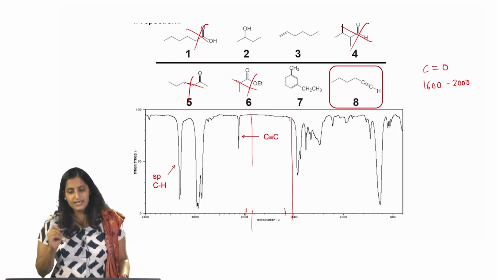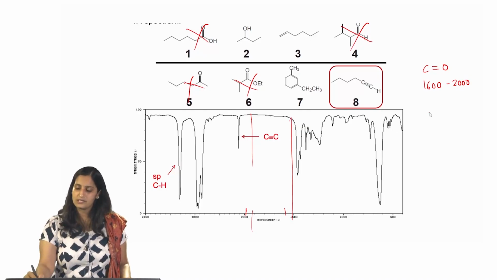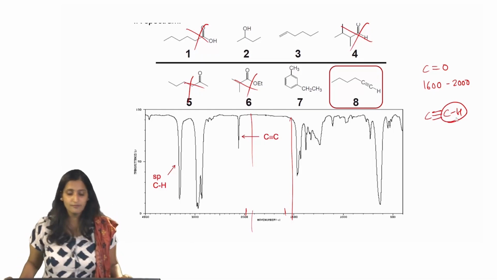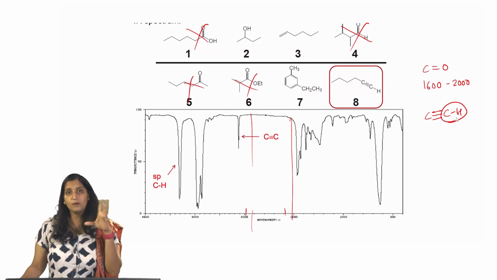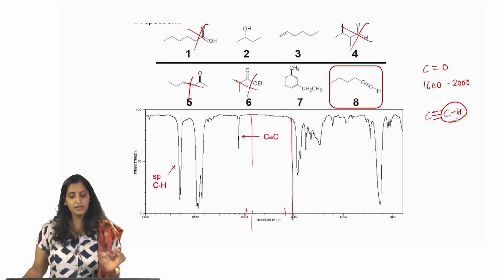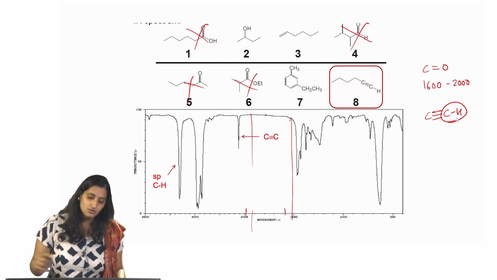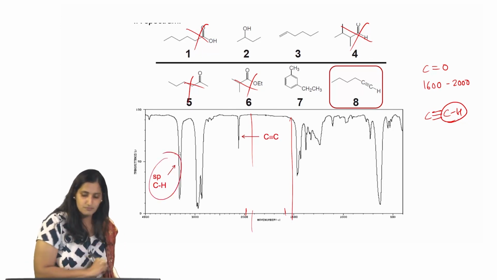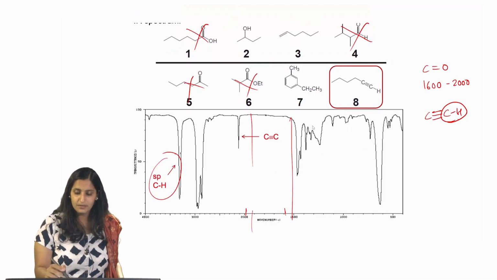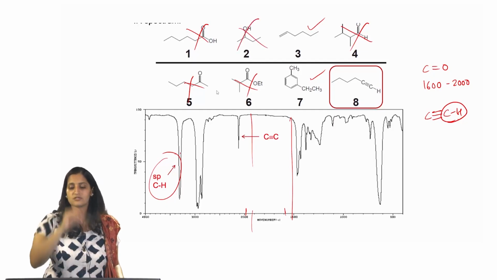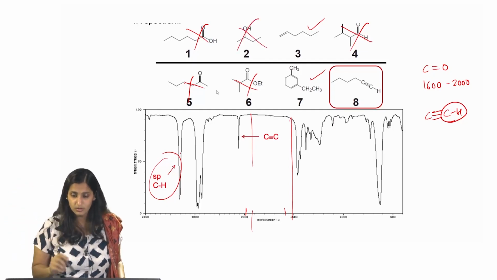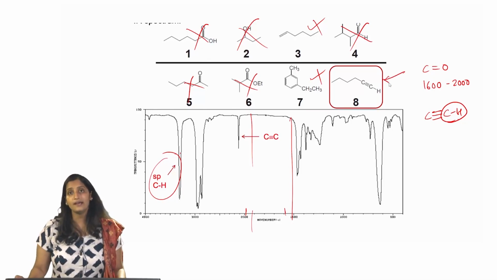Now, sp CH, so when carbon is sp hybridized and you have a hydrogen, so a terminal alkyne for that matter, it is going to show you a very nice narrow peak around 3300. So, that is where this particular peak comes in, and that is why this molecule is not an alcohol for sure, because alcohol would have given you that nice broad U. Between these three, I would discard the alkenes or benzene for that matter, and I would go for a terminal alkyne as my final answer.